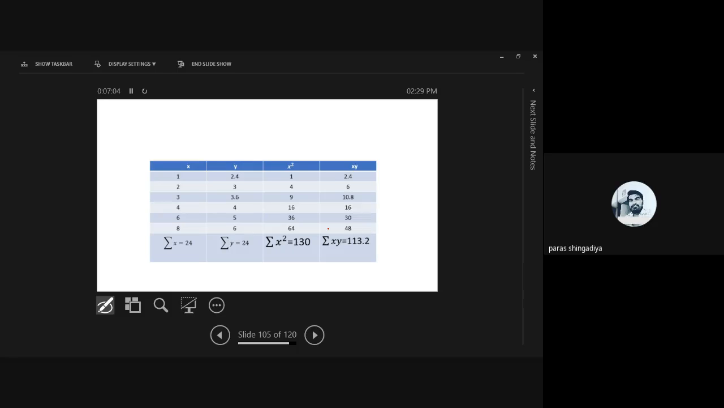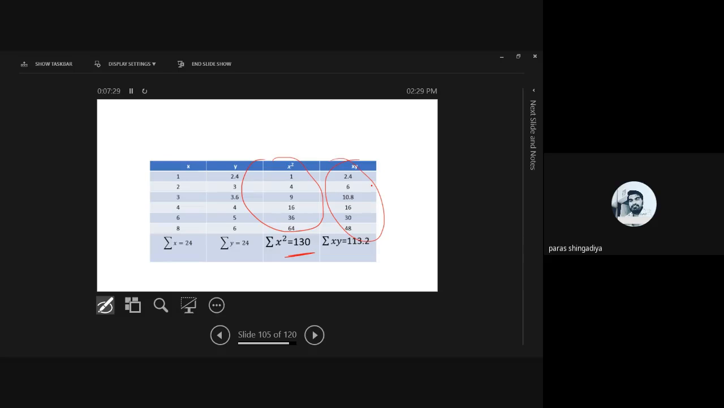And after that, create the x square column. Predict the x square. So how can we predict x square? Find the square of the x, and it's also very easy. The square of 0 will be 0, the square of 1 will be 1, 2 square will be 4, 3 square is 9, 4 square is 16, and so on. And then find its total. So the total of this third column will be 130.